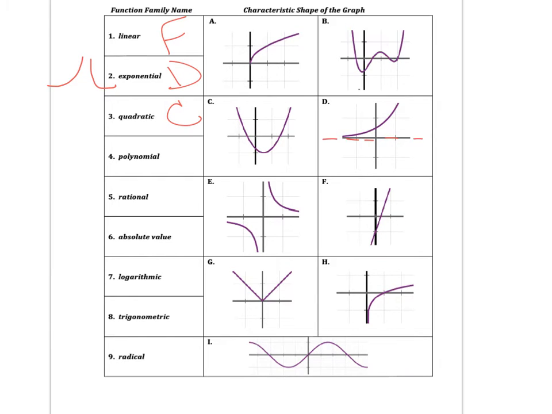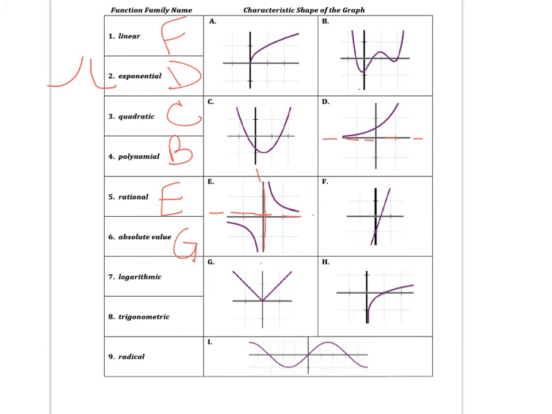Polynomial, C is technically a polynomial. Quadratics are polynomials, but we're going to look for a graph that has more maximums and minimums than just the one for a quadratic, and that would be graph B. Rational graphs have horizontal and vertical asymptotes, so that's graph E. Absolute value looks like a V, that's graph G.